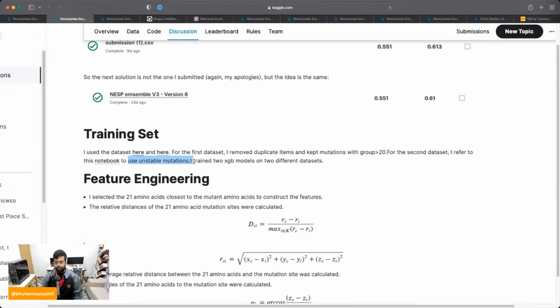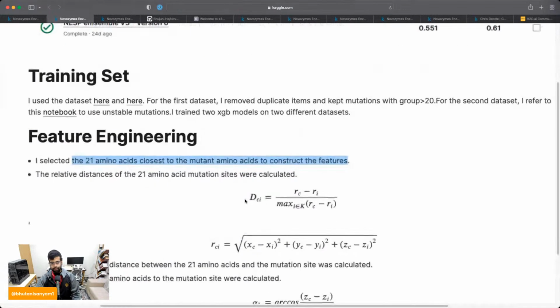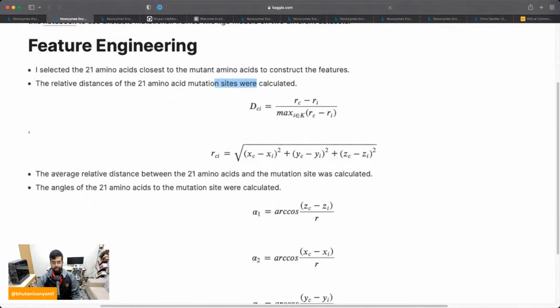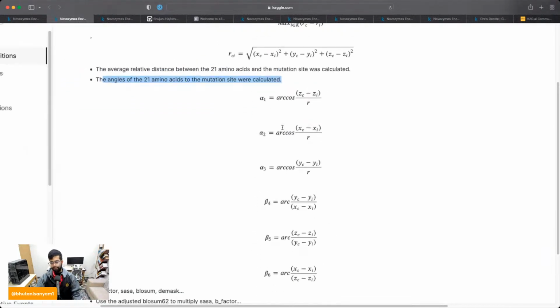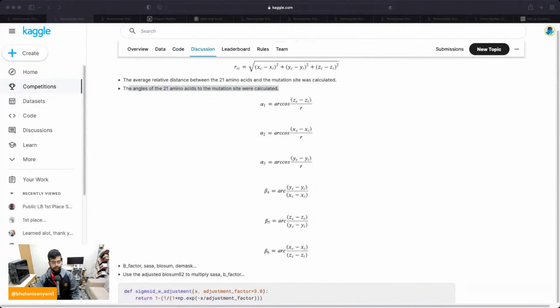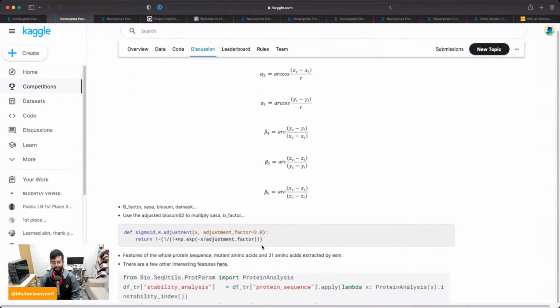To use unstable mutations, he had trained two XGB models on two different datasets. For the feature engineering, he selected 21 amino acids closest to mutant amino acids. The relative distance was calculated. The average relative distance was calculated, and the angle was calculated. So, if you remember something painful known as trigonometry, I pointed out earlier that enzymes or amino acids occur in 3D as these graphs we had seen. The way of calculating angles between them or these individual chain nodes would just be using trigonometry. I'm not sure if this approach is right or if arc cos is the correct one. I assume they use the correct approach, but I know for a fact that that's how you would do that. So that's another feature they had used.